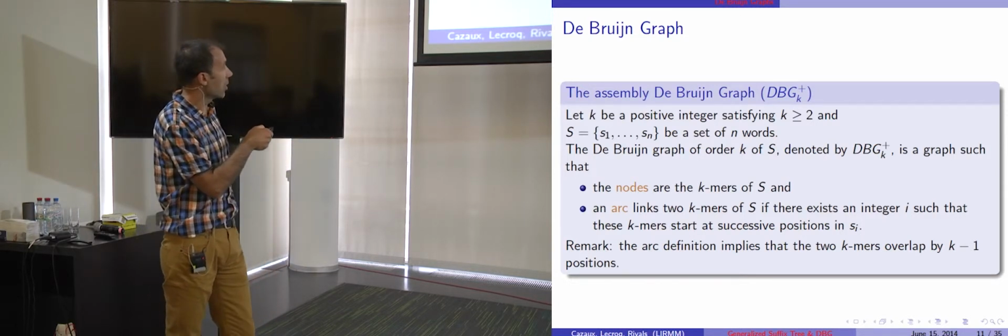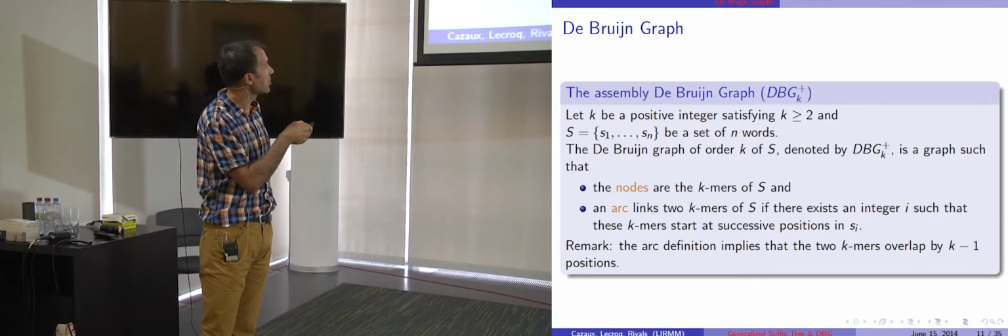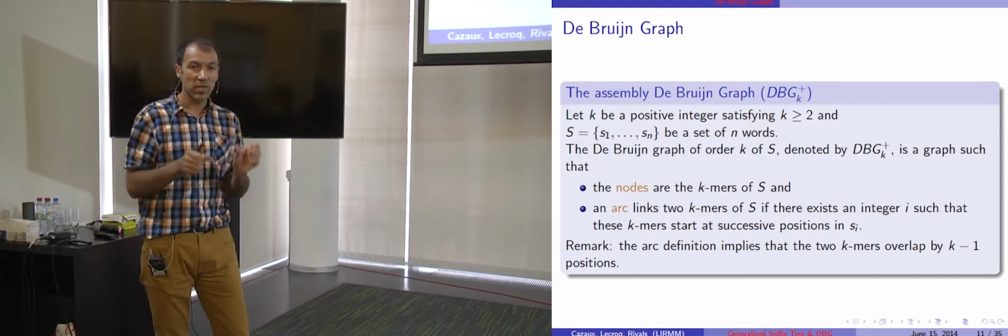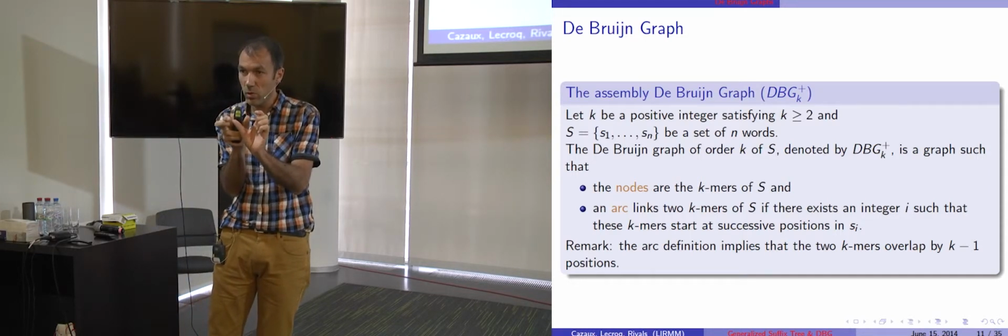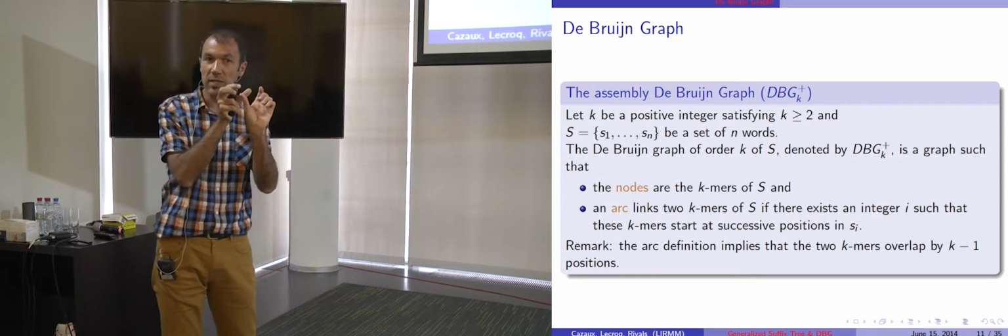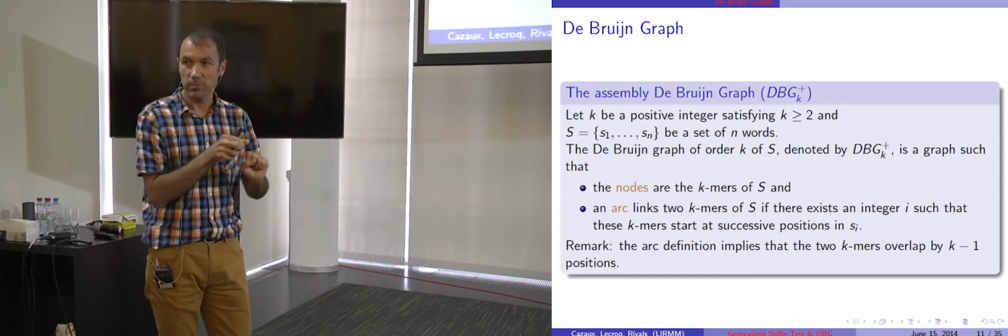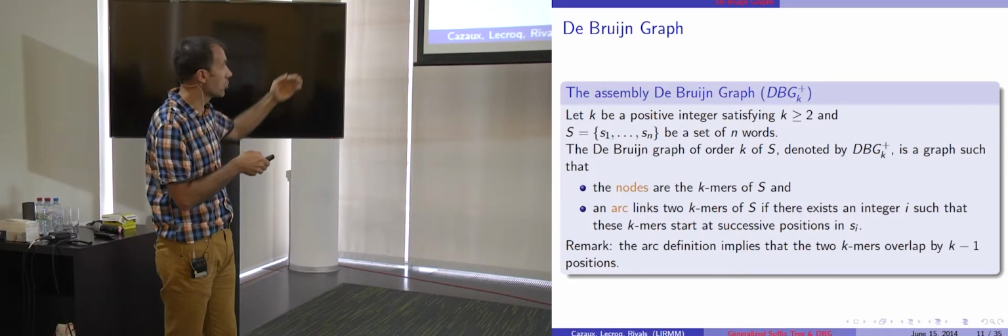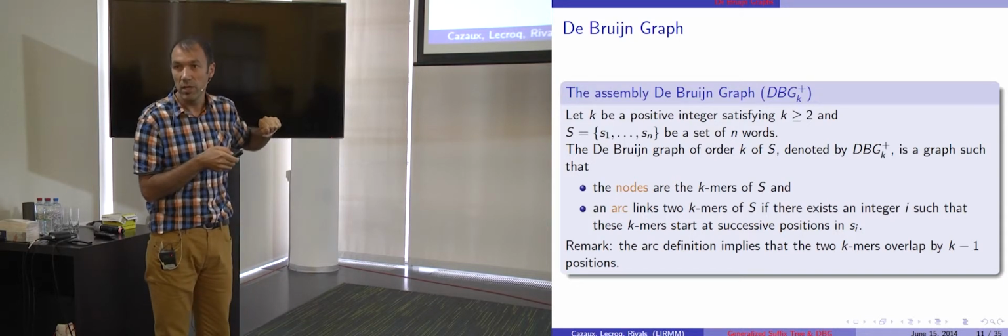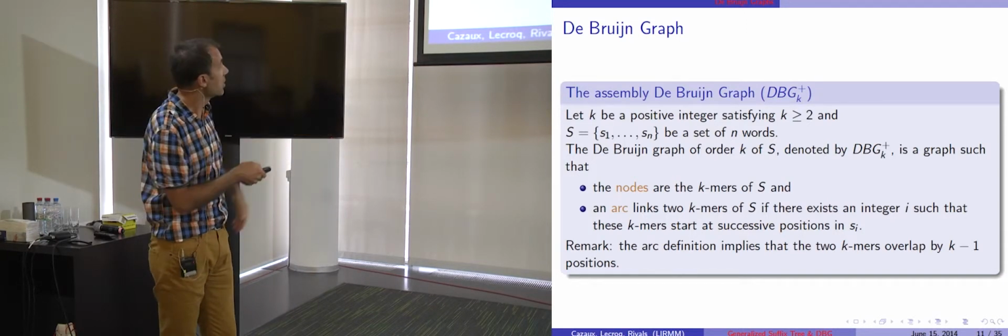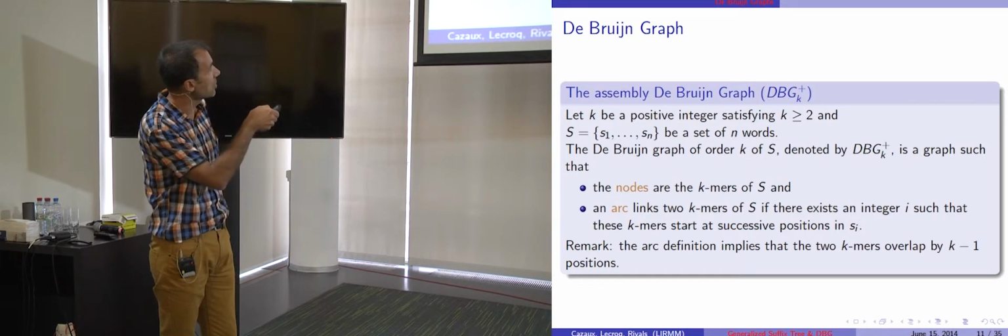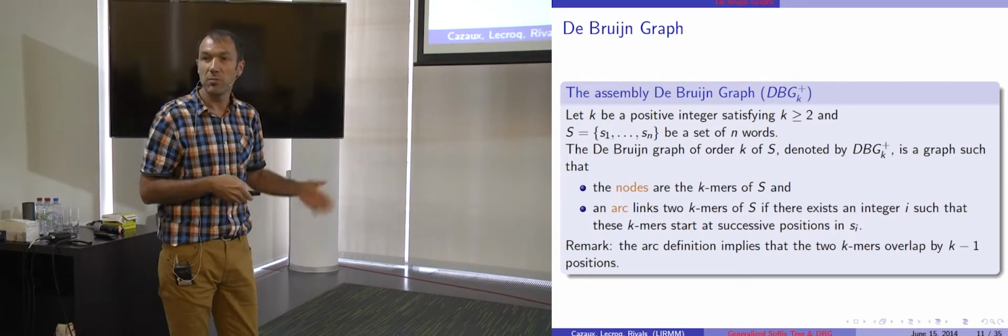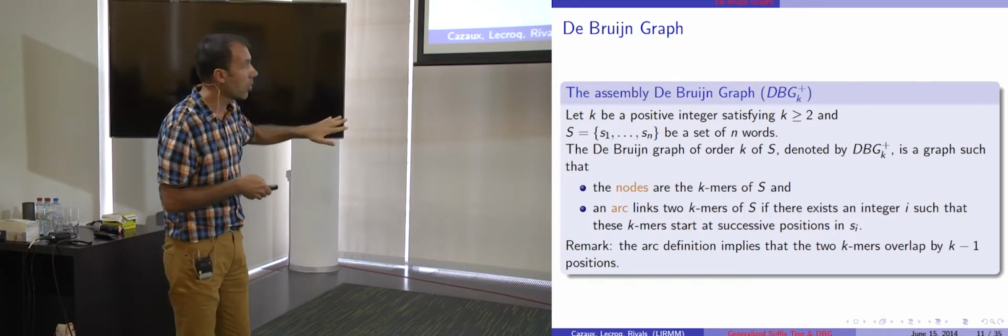And an arc, a directed edge, will link two k-mers if those k-mers overlap by k-1 symbols and are in the same, in at least one of the sequences of the input set. Okay, so you have two conditions, the overlap and the presence in a sequence. You could remove the second condition and you will get a slightly different definition. So we'll call the one with the two conditions dbg plus of order k, and if it's not, it would be dbg minus. We can do all the algorithms for both, it's no problem.